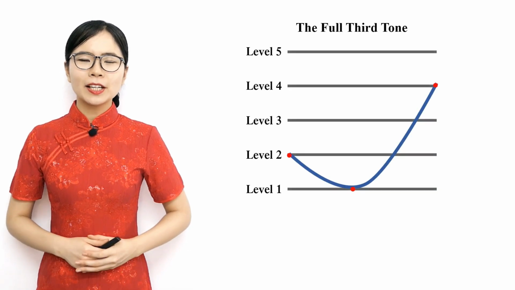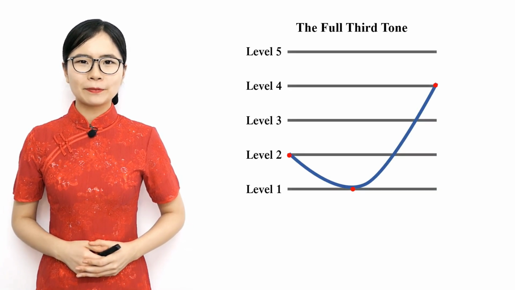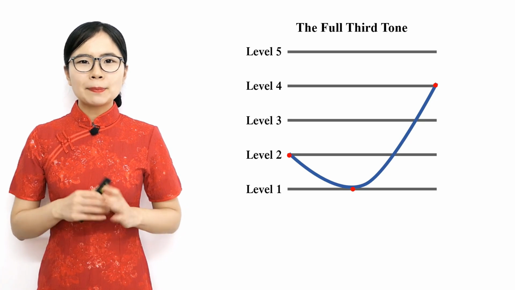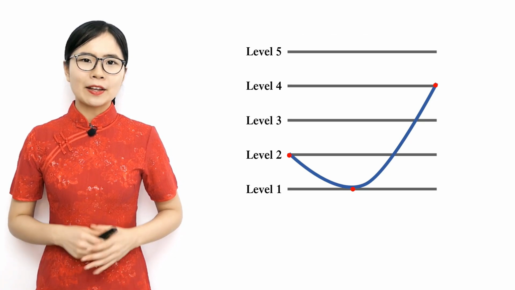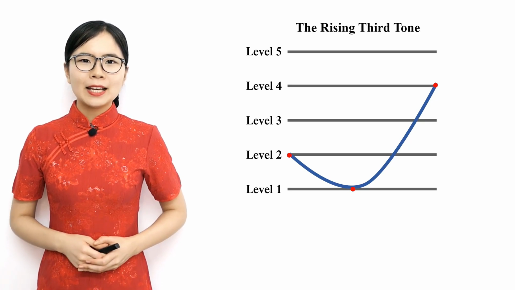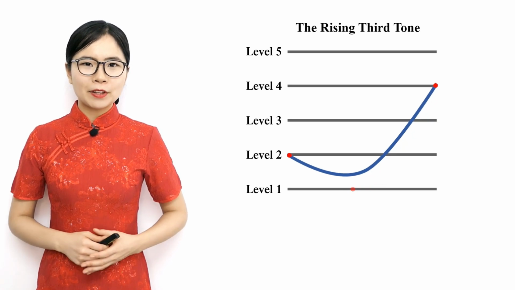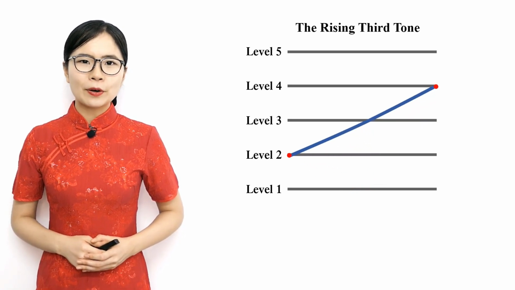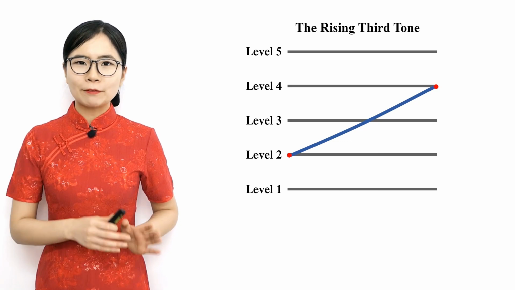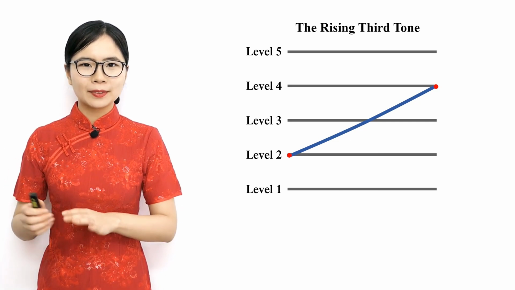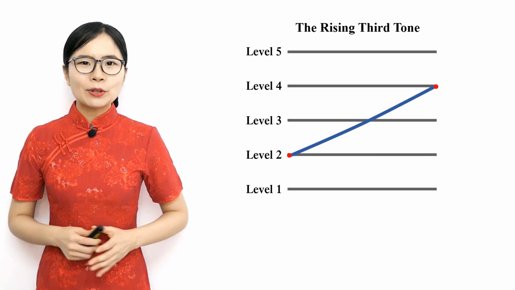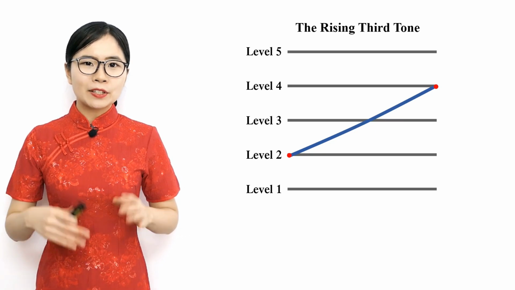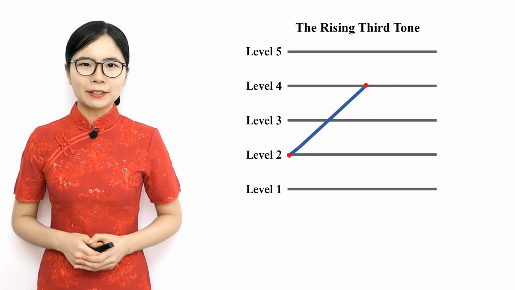Let's take another look at the diagram of the full third tone. The second change that people make to the third tone is the rising third tone. In this case, the middle part of the third tone is left out, so the tone will just go from level 2 to level 4.